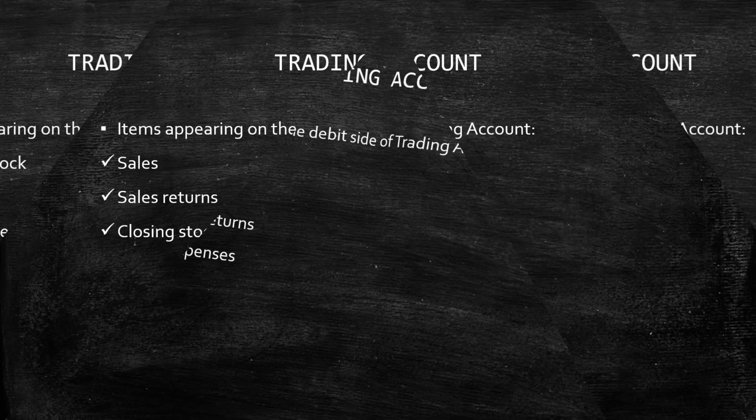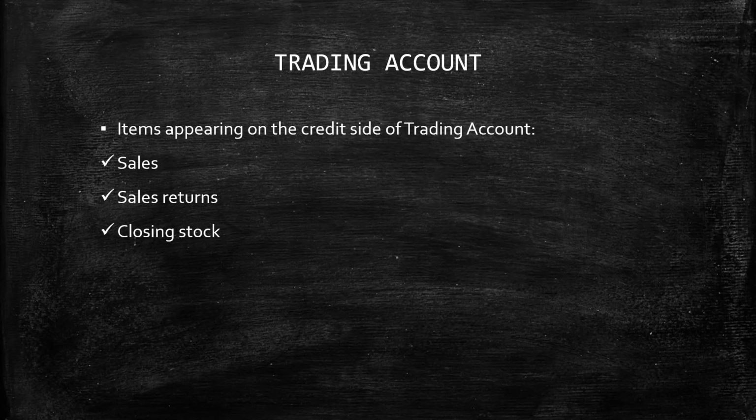Next, the items that appear on the credit side of the trading account, which will comprise sales and sales returns. If there is a sales return, you have to deduct it from the sales and show the net sales in the outer column. Then the closing stock of the business at the end of the accounting year.